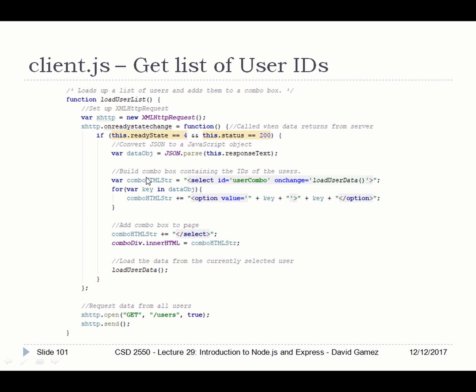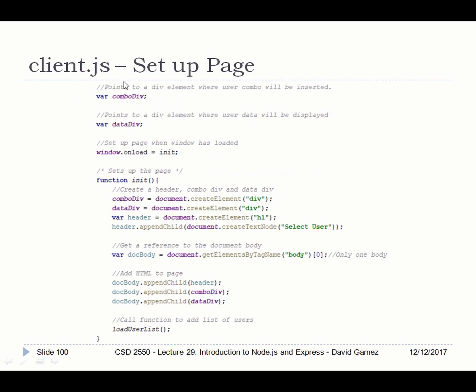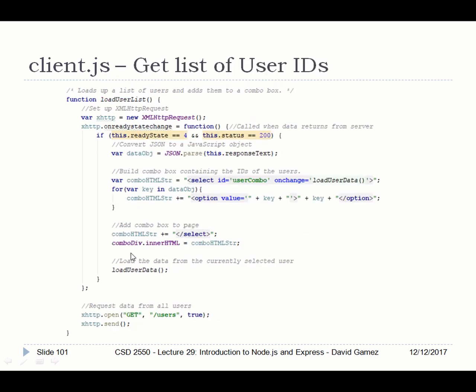So here, I'm going to build a combo box that contains the IDs of all of the users. Here we have building up the combos, and I'm going to give it an ID, user combo, and then for each of the keys, I'm going to put that as one of the options in the combo box. And then I've got this combo div. Remember, I've set up this combo div in the previous page. So I'm going to add the combo box to the combo div, so the user can actually see it. And that's the list of users, this function load list of users.